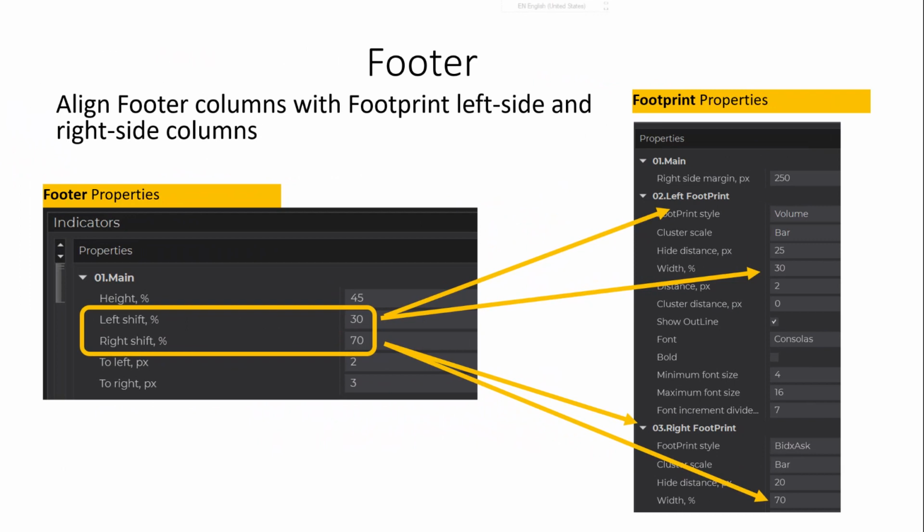To make sure the settings are correct, go to your footprint properties first and see that on the footprint we have the left column as 30% width and the right footprint column we set for 70%. So then we use the same numbers in the footer properties. The left shift is 30% and the right shift is 70%.